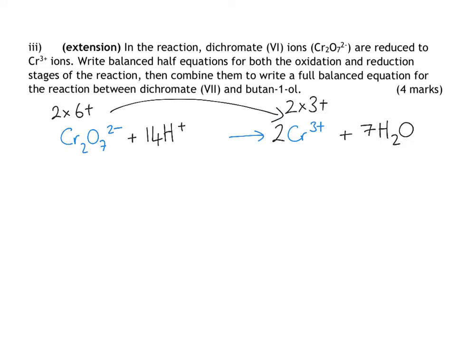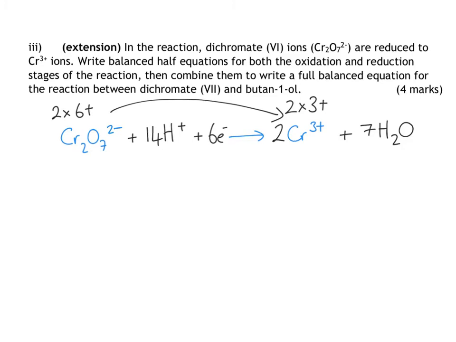So overall, each chromium is decreasing its oxidation state by 3. So altogether, I'm going to need to add 6 electrons because there are 2 chromium atoms each going down by 3. Check the charges. On the left, 2 minus, 14 pluses makes 12 plus, 6 minuses makes 6 plus, and on the right, 2 lots of 3 plus makes 6 plus. So it's balanced. That one would be worth 2 marks because there's a lot of things to sort out in terms of the hydrogen ions and the electrons and everything else.